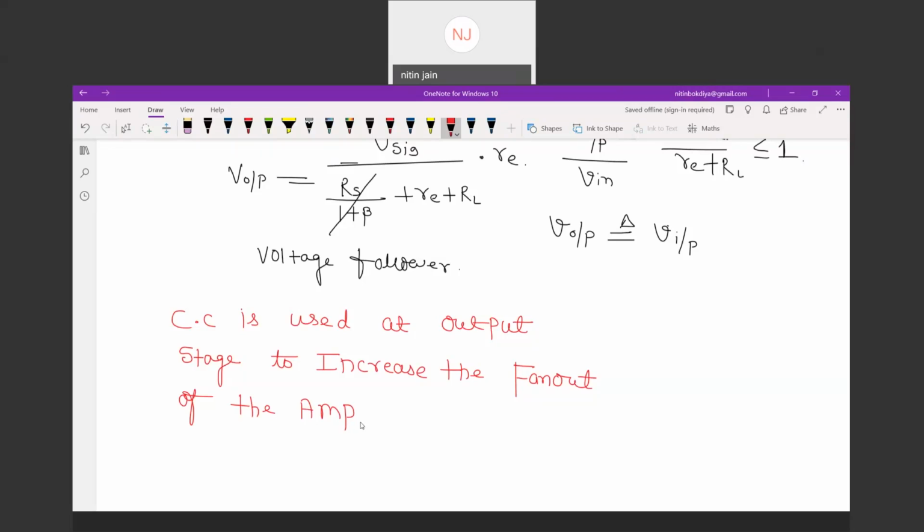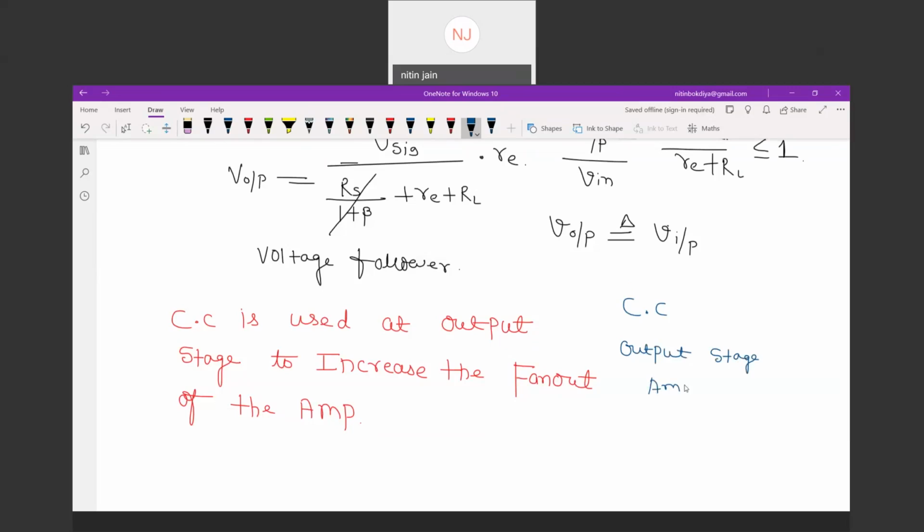Then next is common base amplifier. In common base amplifier, the input resistance is less, but output resistance is same as common emitter. Then we are having a common collector, which has input resistance high, same as common emitter with emitter resistor, but output resistance is low, which makes this good for output stage amplifier. You can use CC as an output stage amplifier.